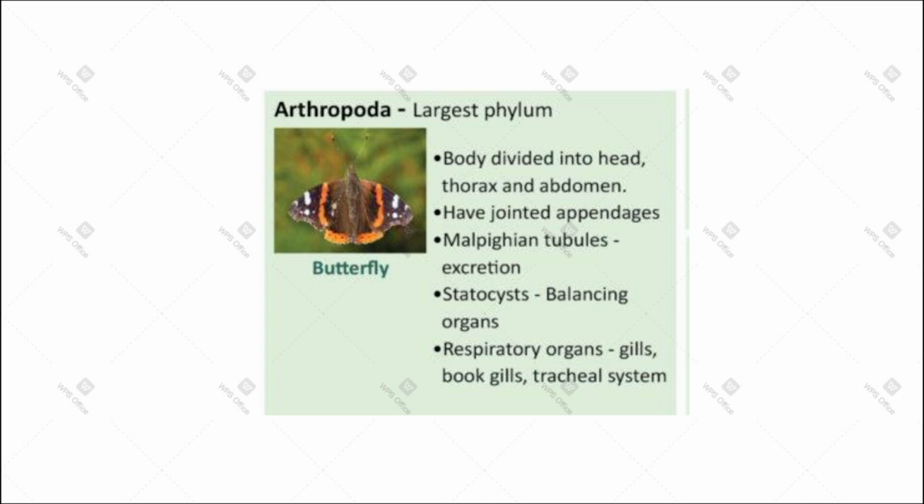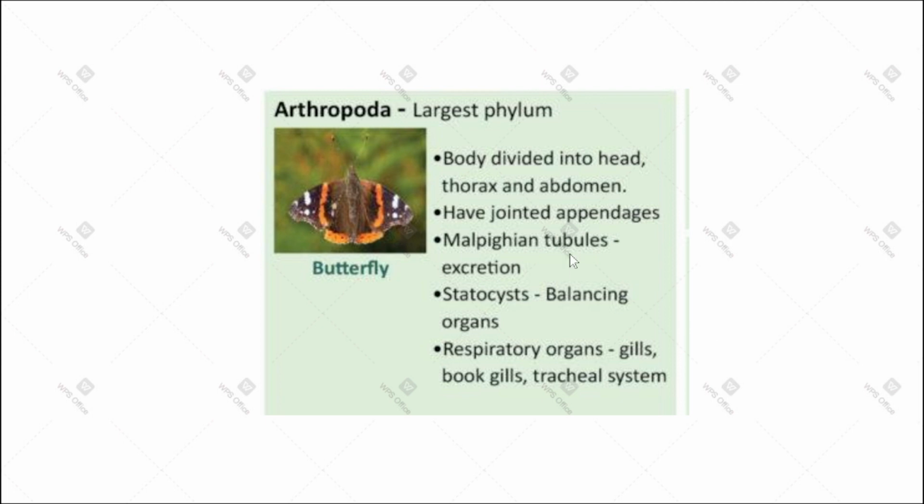And now in this video we will be talking about the next phylum, that is the Arthropoda. Arthropoda is basically the largest phylum. Butterflies, insects, spiders, mosquitoes, whatever you see around yourself, most of the organisms around you are arthropods. Body divided into three segments, that is the head, thorax and abdomen, and they have jointed appendages. This is a very important thing which describes the arthropoda, that is the jointed appendage.